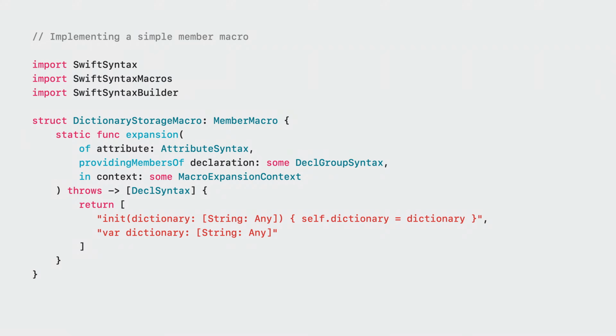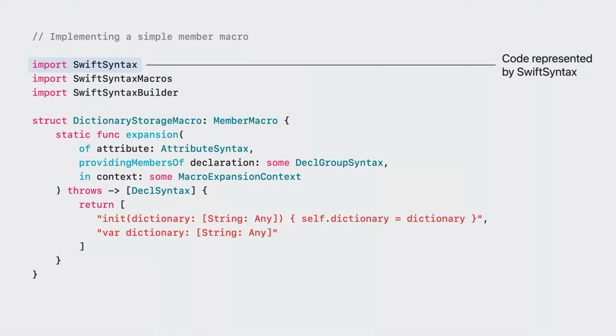What does a macro implementation look like? Well, let's take a look at how dictionary storage might be implemented. If you recall, our dictionary storage macro had an attached member role that added a stored property and an initializer to the type. Here's a simple implementation of that role. We'll walk through it one step at a time and learn how it works.